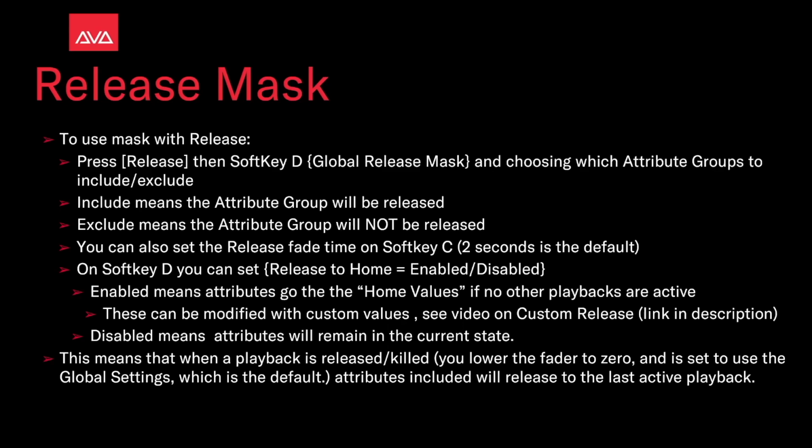On soft key D, you can set release to home enabled or disabled. Enabled means attributes go to the home values if no other playbacks are active. These can be modified with custom values. See our video on custom release. There will be a link in the description. Disabled means attributes will remain in the current state.